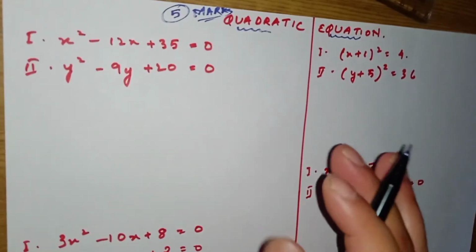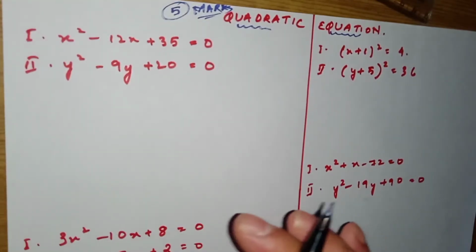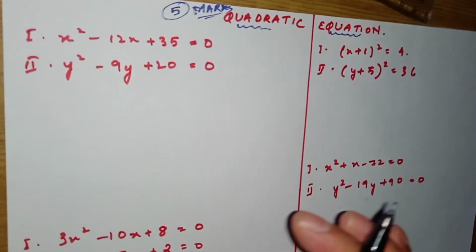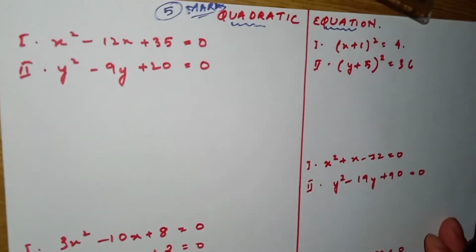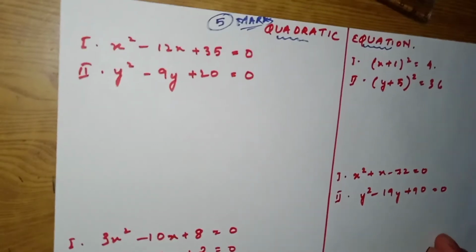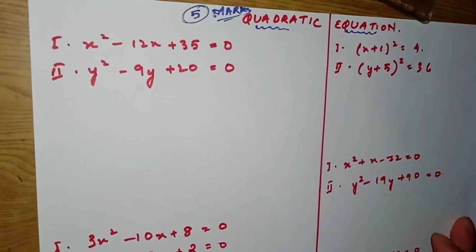These are the questions which I picked up that have been asked in the previous year questions, and I have mixed up the questions with the mock test questions also. So let's get started with our first question. The question is x square minus 12x plus 35 equals 0, and the second equation is y square minus 9y plus 20 equals 0.